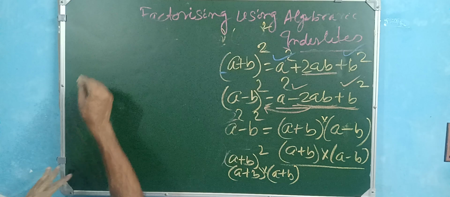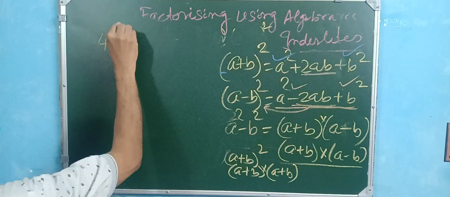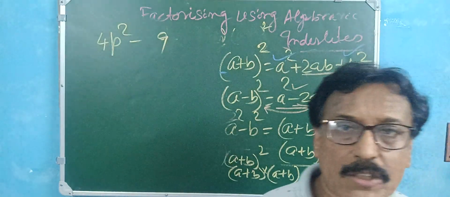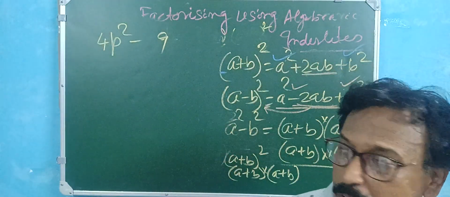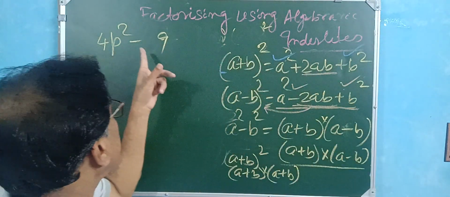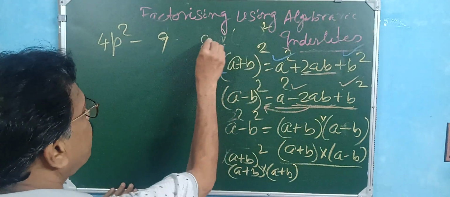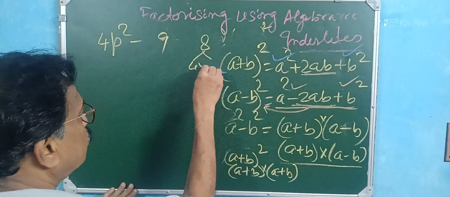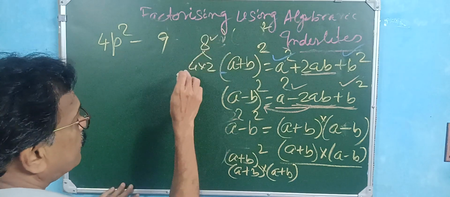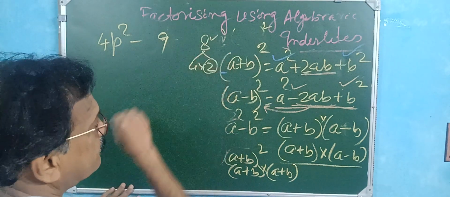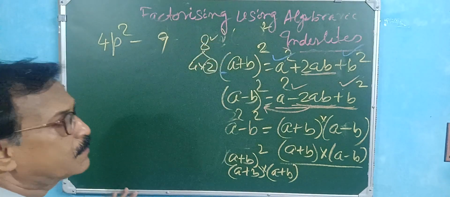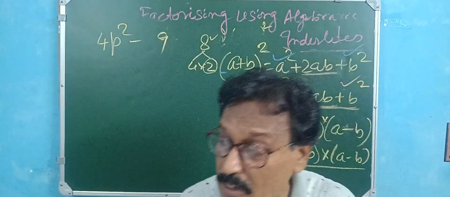Now the sum is 4p square minus 9. This is an algebraic expression because the plus and minus are there. You already know factorization means a multiple relation. You just convert it into a multiple relation. Like 8, you convert into 4 times 2. Why? Because if you divide 8 by 4, you get 2, and if you divide 8 by 2, you get 4. So in this way, this is actually called factorization.